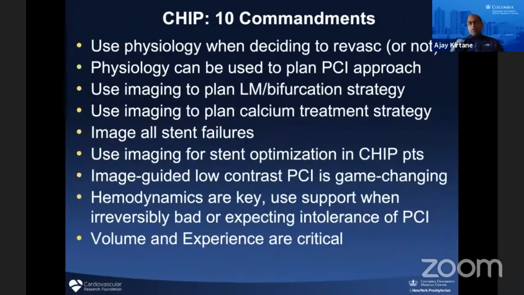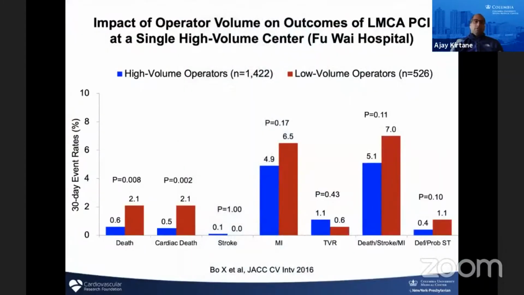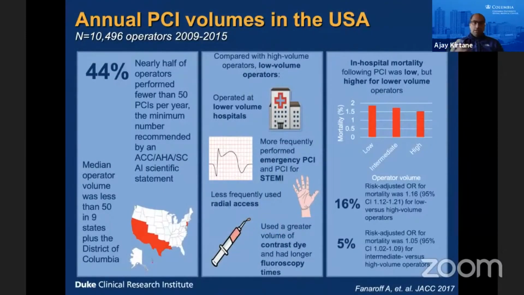Volume and experience are critical, and these are the last two that I'll show you. Basically, if you look, for instance, at left main disease, if you're at the Fuwai Hospital in Beijing, which is the highest volume PCI center in the world, and you have your left main treated by a low volume operator versus a high volume operator, you have a higher mortality if you're treated with a low volume operator for basically the same lesion subset. Now, of course, these things need to be adjusted, et cetera, but it's still an important point that in complex disease, experience matters. The same thing, by the way, is shown with CTOs and otherwise.